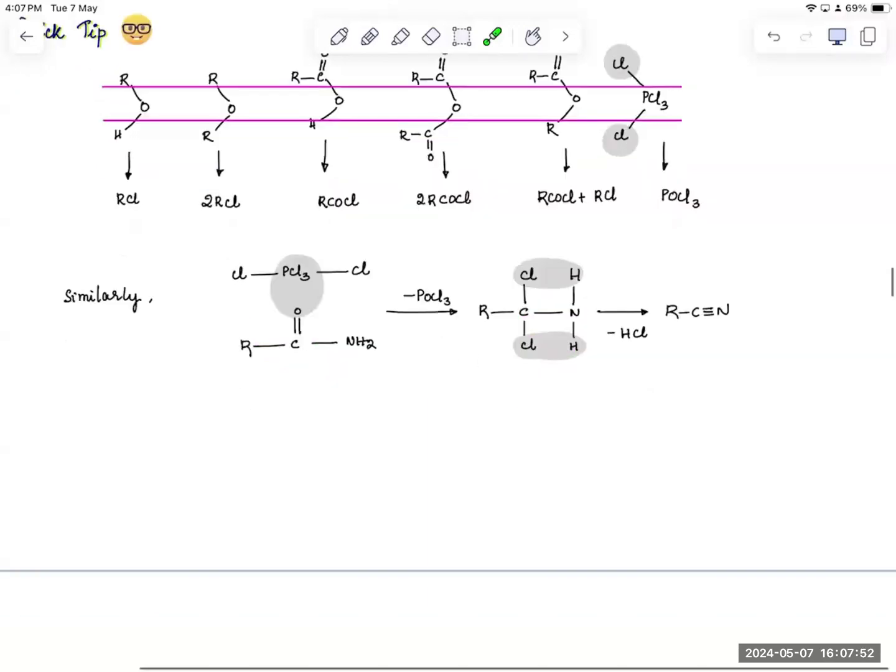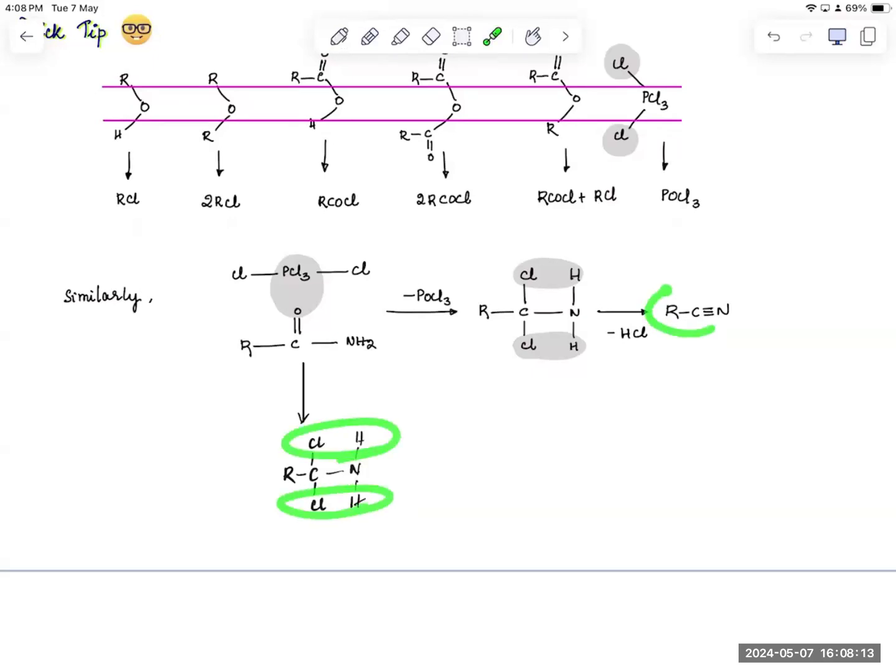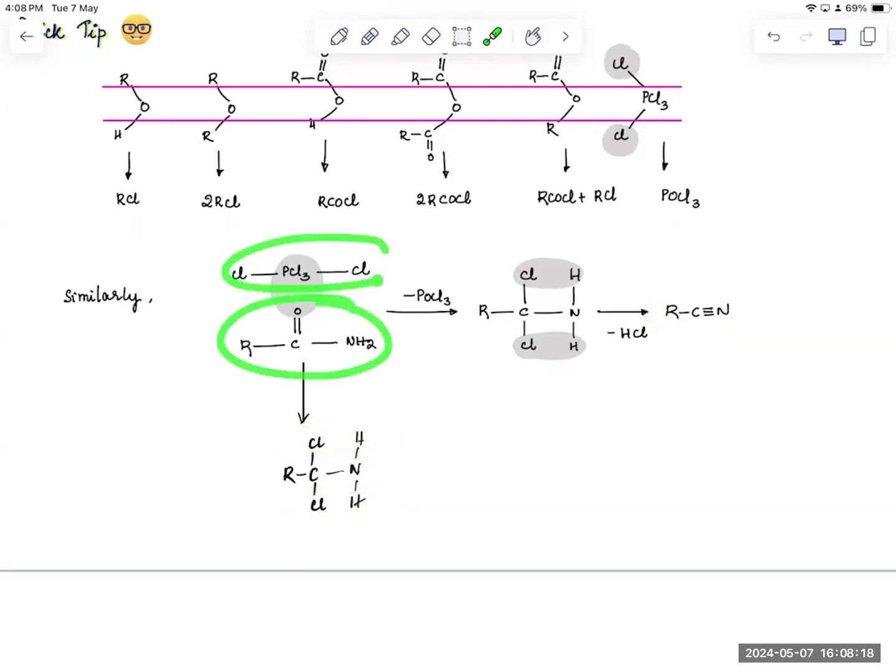One minute. I have written products differently here. This is one product. So we'll get this as R, you know, POCl3 will go away. And then we have Cl and Cl and N with H and H here. And once you get that, then you remove HCl and HCl. So you'll get this as cyanide. So that's how amides, when you treat with PCl5, you'll get this as cyanides.